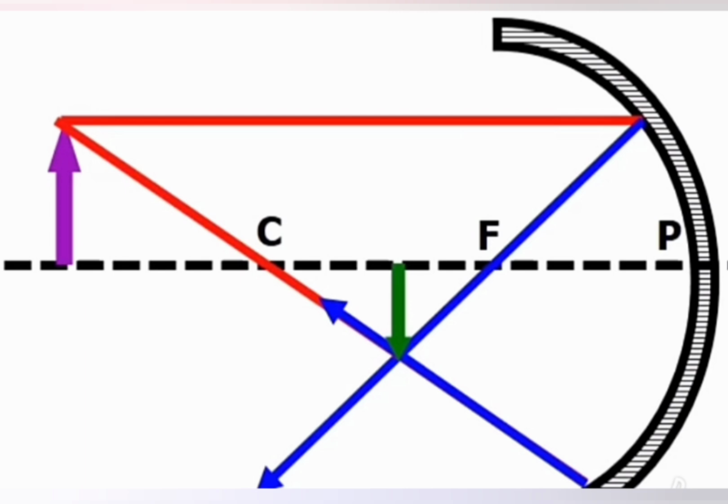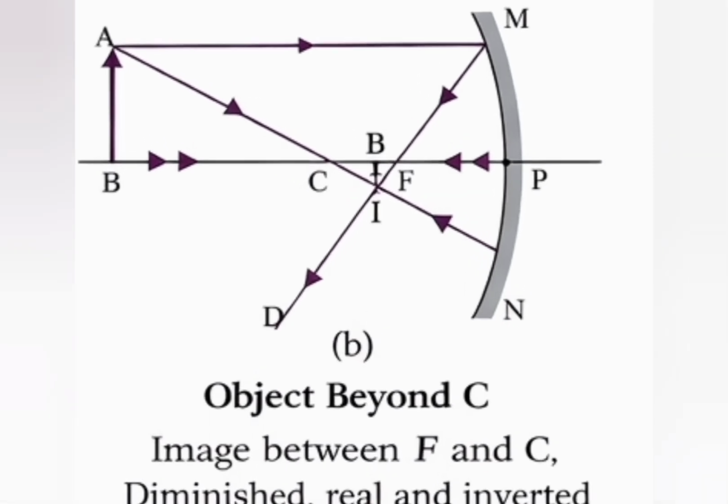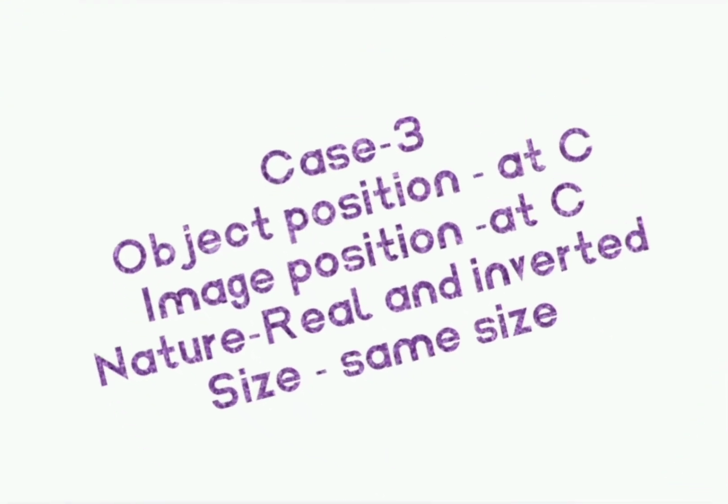Now, observe where these two reflected rays meet. They intersect between focus and center of curvature. So, here image will form. Okay, the image is formed between C and F. Now, what type of image is it? Image is formed on the left side of the mirror, means image is real and inverted. Observe the size. It's a smaller size compared to the object, right? So, image size is diminished. This is our second ray diagram. Okay, let us go with the third case.